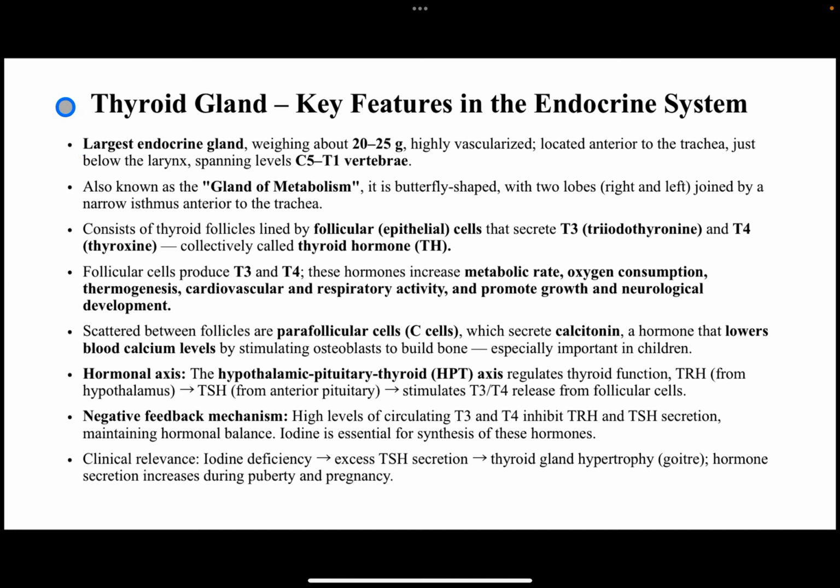Now, the thyroid gland anatomy and physiology. The thyroid gland is actually the largest endocrine gland. This gland weighs about 20 to 25 gram. And just like all other endocrine glands, this gland is highly vascularized, meaning we have a lot of blood vessels around this gland. It is located anterior to the trachea, that is in front of the trachea, just below the larynx, spanning between the levels of C5 and then T1 vertebrae, the fifth cervical vertebrae and then the first thoracic vertebrae.